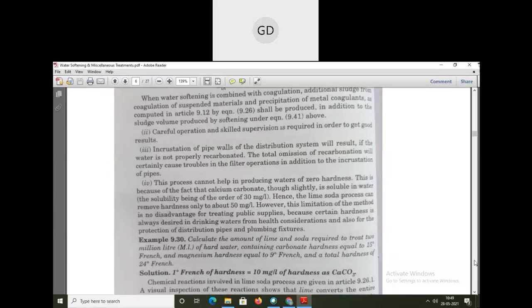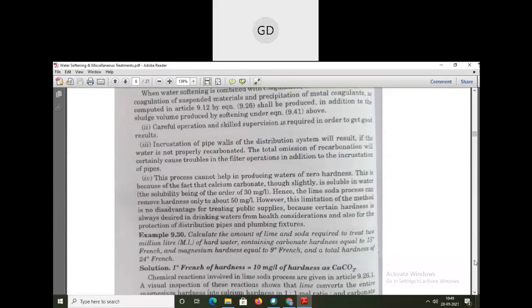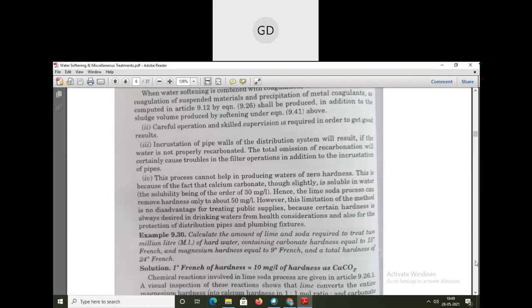Next, very careful operation and the supervision of skilled laborers is required in order to get good results from this lime soda process. And one disadvantage is that the pipe walls of the distribution system may corrode, or incrustation may take place, if the water is not properly recarbonated. So that is one disadvantage also.